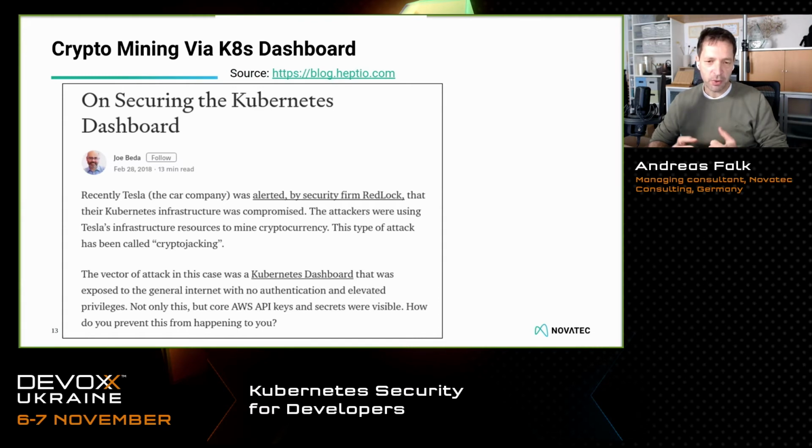which is a good case for Kubernetes clusters. You can imagine that Tesla has a really big Kubernetes cluster that has lots of computing power, and that is a really good target for Bitcoin mining. And even worse, also AWS API keys and secrets were visible, so they could just jump over to other infrastructure using those public API keys.